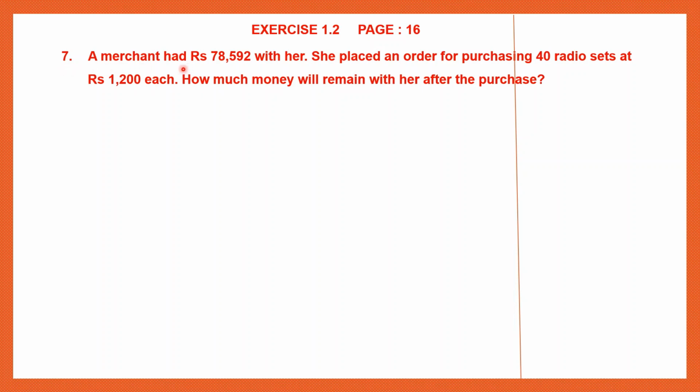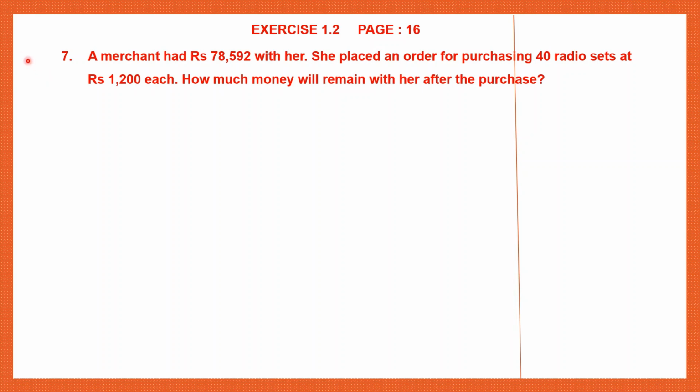A merchant had rupees 78,592 with her. She placed an order for purchasing 40 radio sets at rupees 1,200 each. How much money will remain with her after the purchase? So this is the amount that she had, the merchant. She bought something. What did she buy? She bought 40 radio sets. And what is the price of each radio set? 1,200 rupees. So she has spent some money. Now the question is, how much money will remain with her after the purchase? So we need to know after she bought this, what is the amount of money that remained with her?